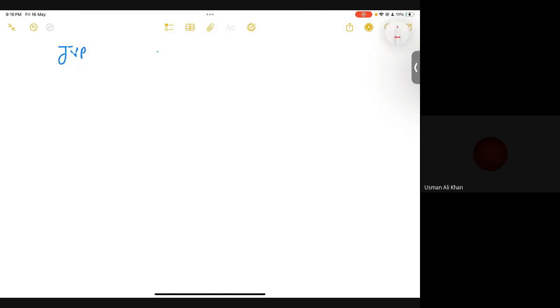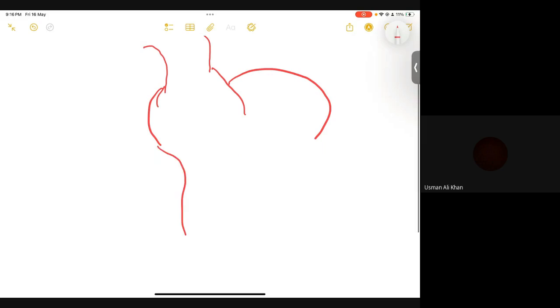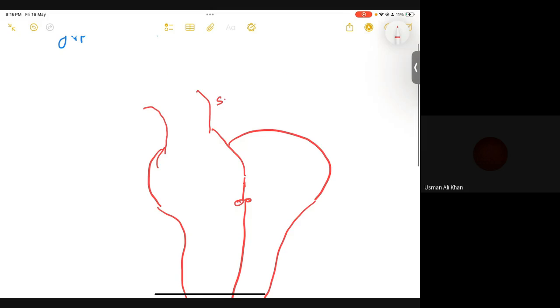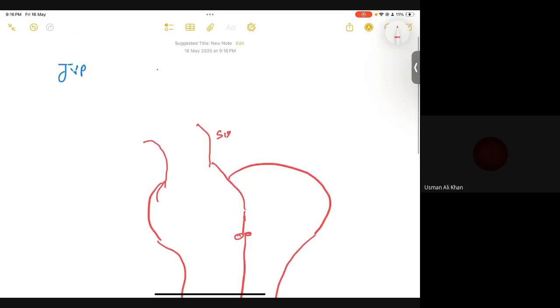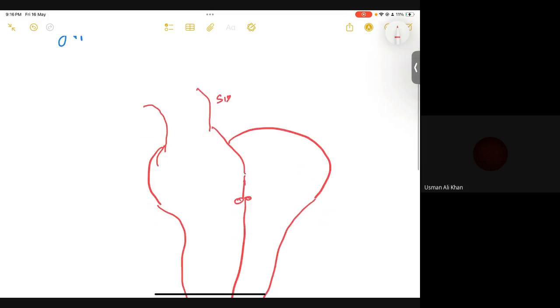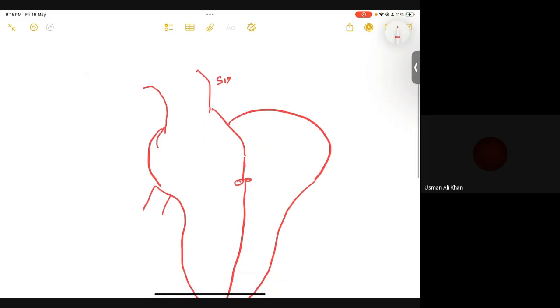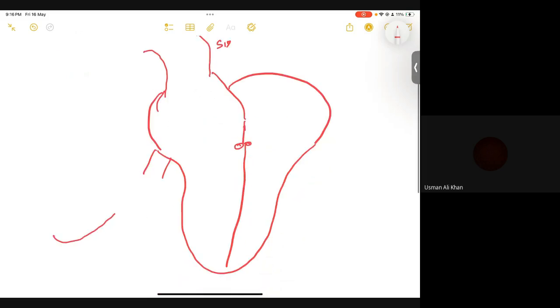For example, let's suppose this is your heart. I'm just drawing your heart. So this is going to be your superior vena cava, your right atrium, your left atrium, and your ventricles. Just like that. And your inferior vena cava somewhere here. We know that all of the deoxygenated blood from your veins basically drains into your atrium, right?